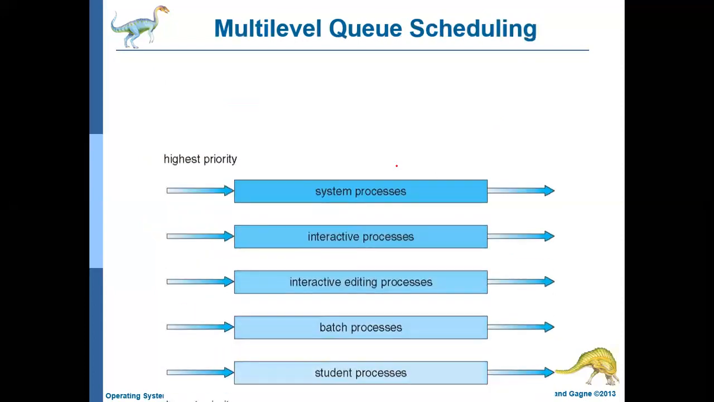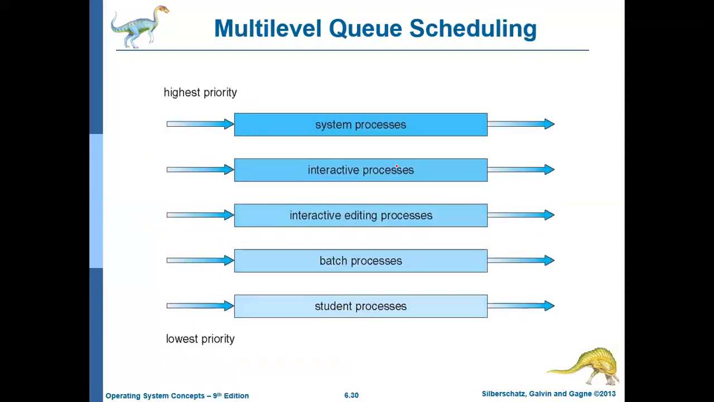Let us assume the ready queue is partitioned into 5 different queues. These are the different queues, and we can number them from Q0 to Q4. Q0 for system process, Q1 for interactive process, Q2 for interactive editing process, Q3 for batch process, and Q4 for student process. And these are the priorities of these processes. Q0 has the highest priority and Q4 has the least priority.